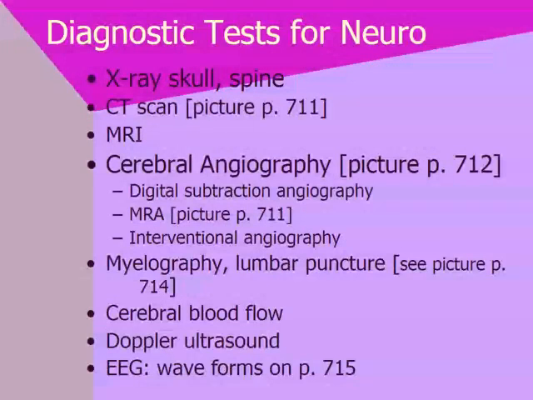Diagnostic tests for neuro: you can do an X-ray of the skull, which will show fractures. X-ray of the spine will show fractures. CT scan, there's a picture on 711. An MRI can be done. Cerebral angiography, there's a picture of this on page 712.